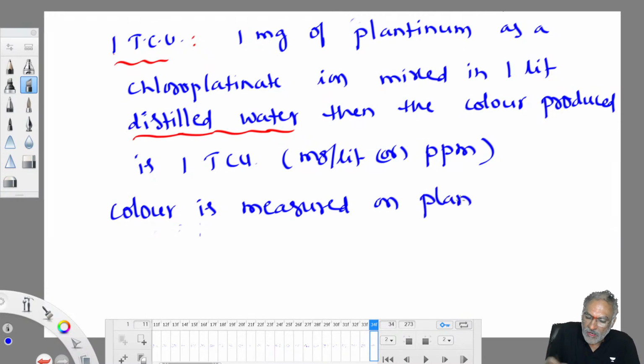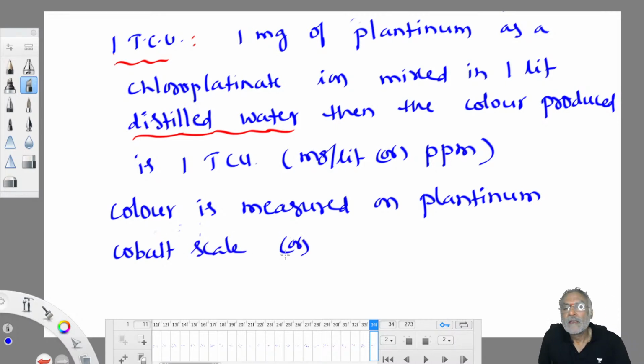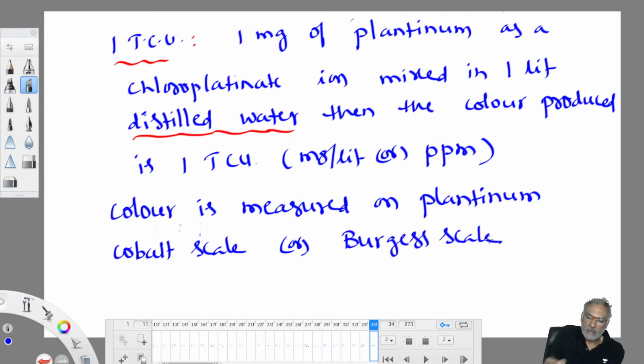The scaling is called 1 milligram in 1 liter, 2 milligram in 1 liter, 3 milligram in 1 liter, like that 1, 2, 3 color units. That is known as platinum scale. Platinum scale, platinum cobalt scale. Some people also call it as Burgess scale. So this color unit is also called Hazen unit.